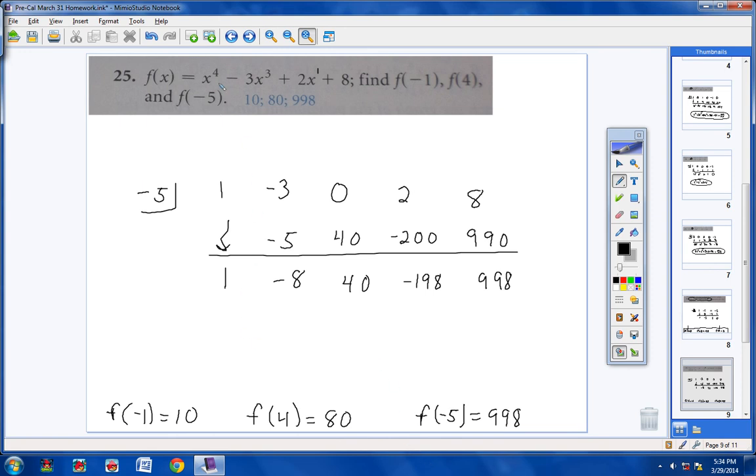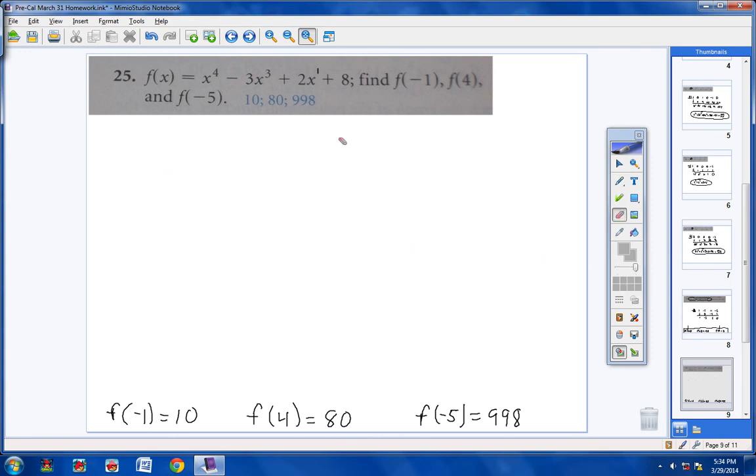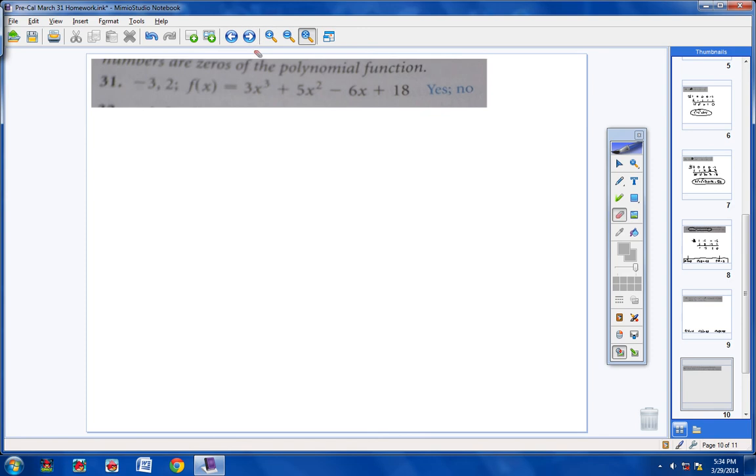We're just actually putting numbers in and getting numbers out. And you might think it's faster to take -5, and everywhere there's an x, put a -5. Sometimes it is faster to do it that way, but synthetic division is also a very helpful method. Okay, 2 problems and we're finally done.